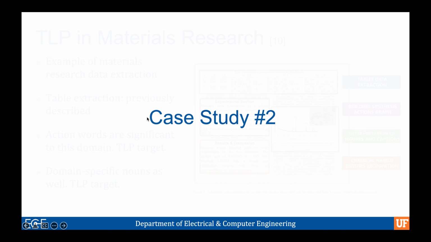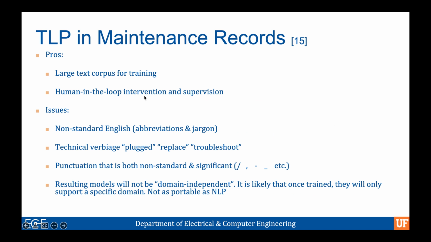Case study number 2: maintenance records. So pros here are they have a large document text corpus, and one thing that's interesting in their research was they actually had human-in-the-loop intervention because they realized that it was unlikely that they would get a perfect action generator without a human who understands what those actions mean.